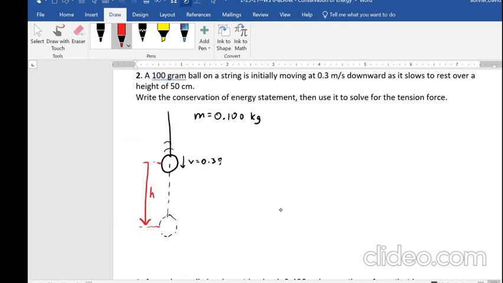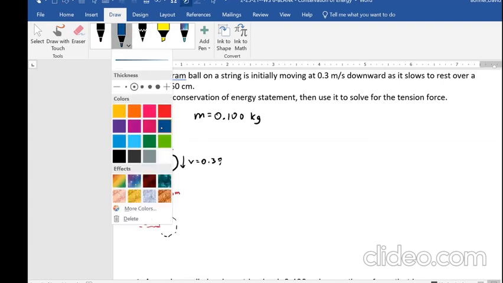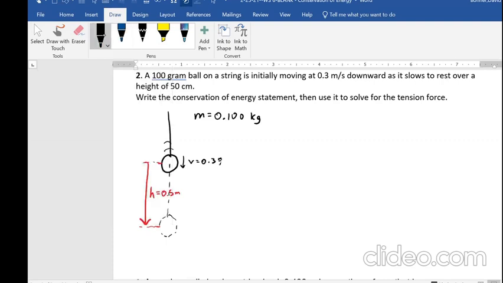But that equals 0.5 meters. And it's going to slow to rest. It says it stopped. So that would mean that the ending speed down here is going to be 0. So let's write out our conservation of energy statement because that's what it says to do. And then we're going to solve for tension.